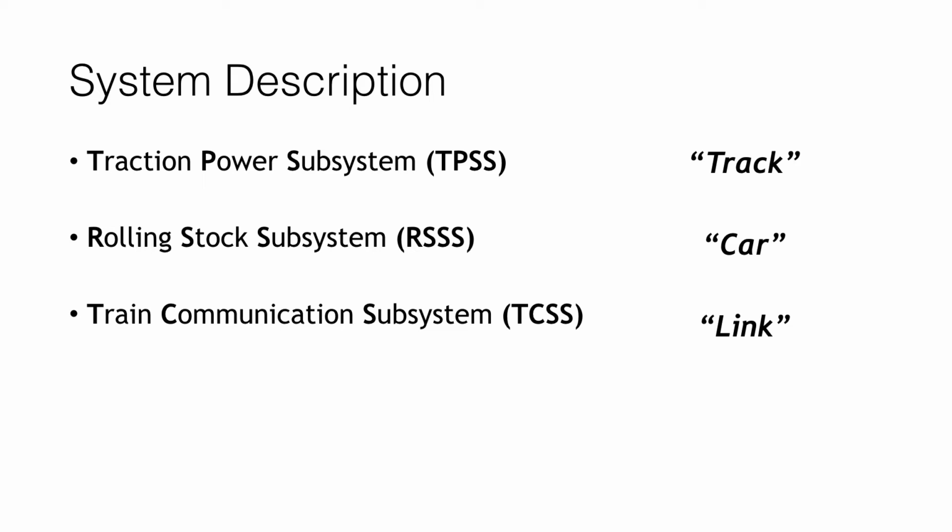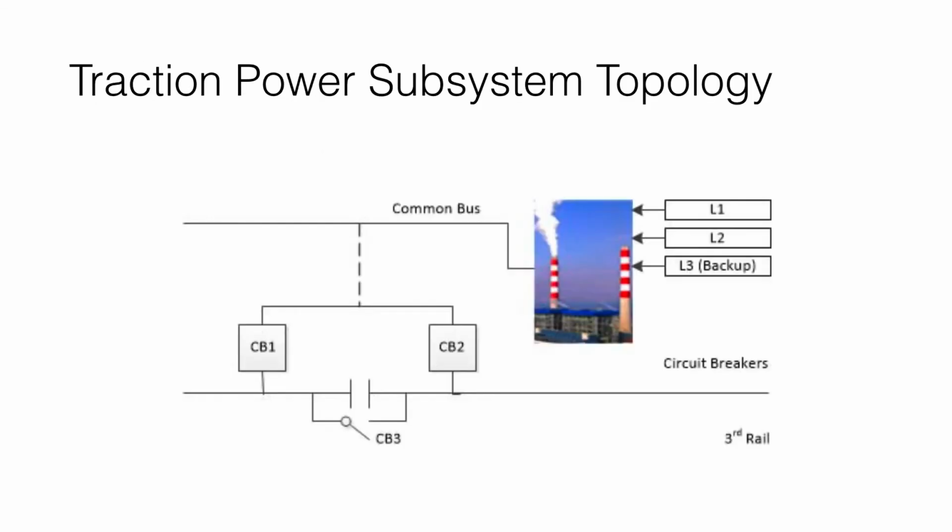Any component in between that relays communications between power, the rolling stock subsystem, and other miscellaneous signaling components between stations, operators, and such. So let's take a closer look at the TPSS. We're going to look at component topology to better understand how we construct a DFT model.